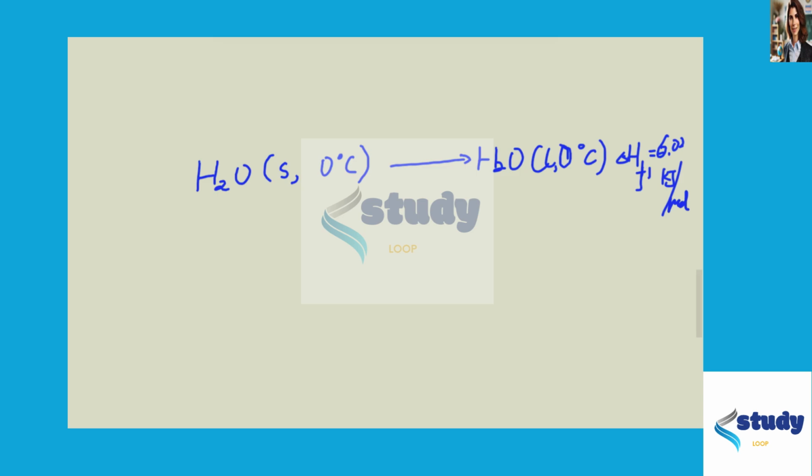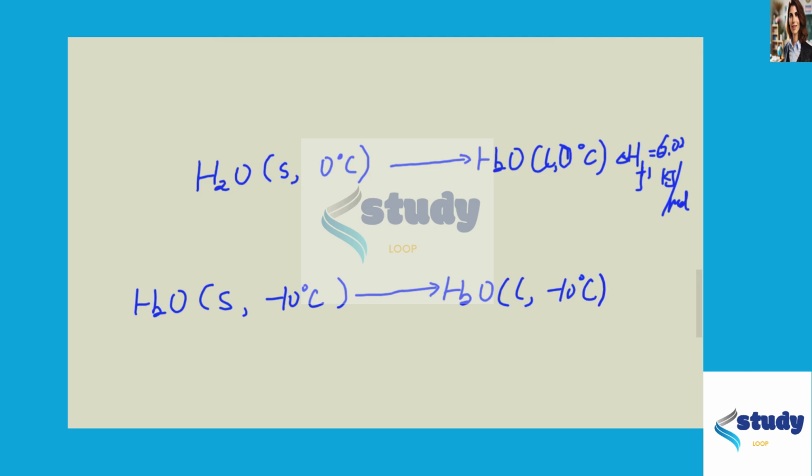Also, this question asks us to calculate the heat of fusion of water at -10 degrees C. So we can also write down the reaction. It's the solid phase at -10 degrees C converting into the water liquid phase at -10 degrees C, and it wants us to calculate the heat of fusion.